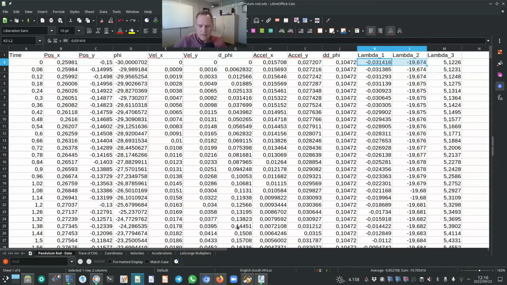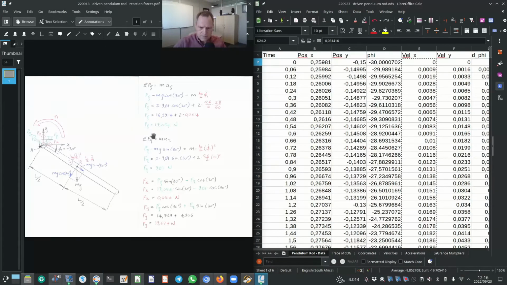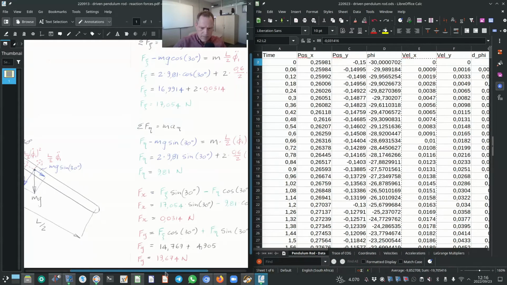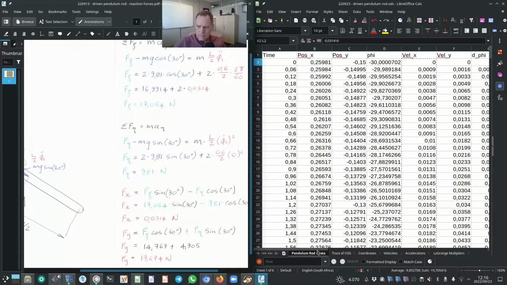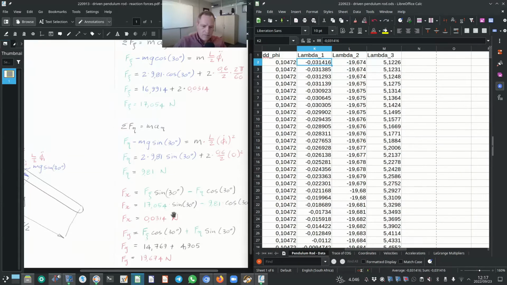Okay, and at the end of the lecture you will see why this is the case. Okay, but again, if I can just put both of them on the same screen. As you can see, lambda 1 corresponds magnitude-wise with fx, 0,314, and lambda 2 corresponds to fy in magnitude, again 19,674. Right. So that is Lagrange multipliers 1 and 2.